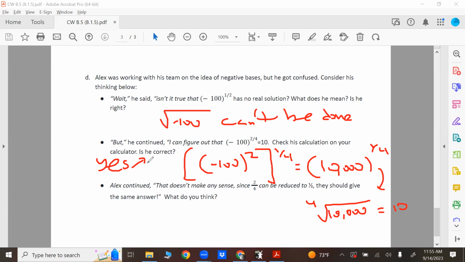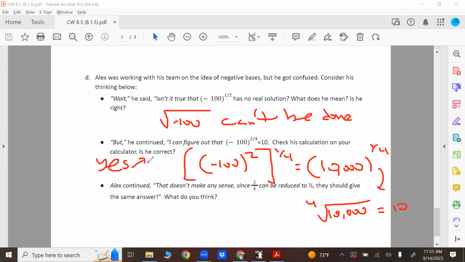But then he says that doesn't make any sense because 2/4 can reduce to 1/2, so they should give the same answer. It's kind of interesting, actually. And to be honest, I'm not really sure what to think of it. I don't know. What do you guys think? Because they should give the same answer, but they don't. What happens when you square something? It goes from negative to what?